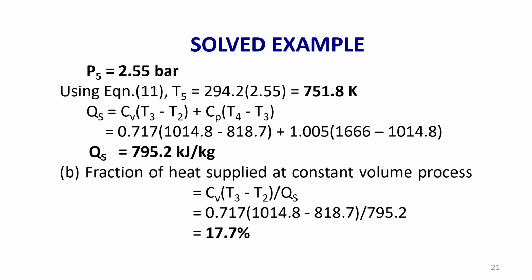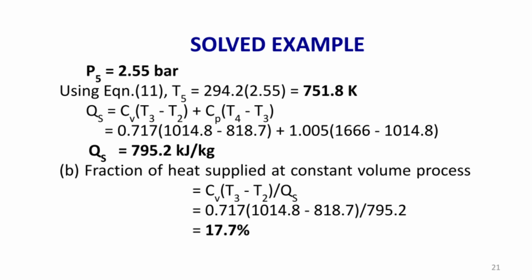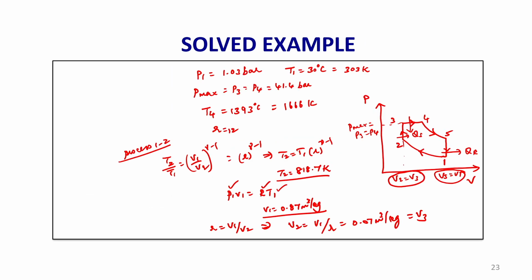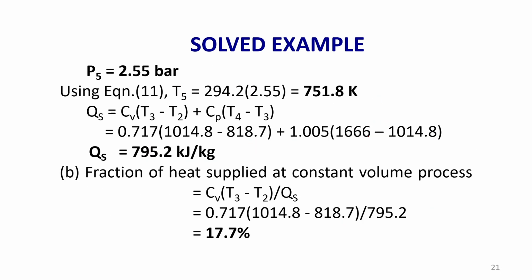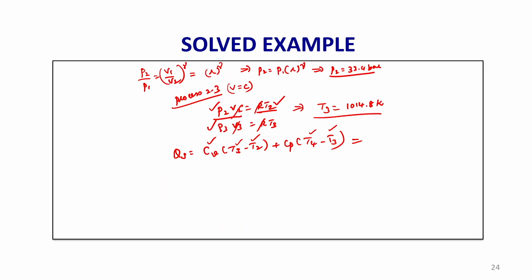T4 is given in the question. The temperature at the end of the heat addition process is given, so no need to find it out. So, when you substitute, you will get QS as 795.2 kilojoule per kg. This is the heat supplied.